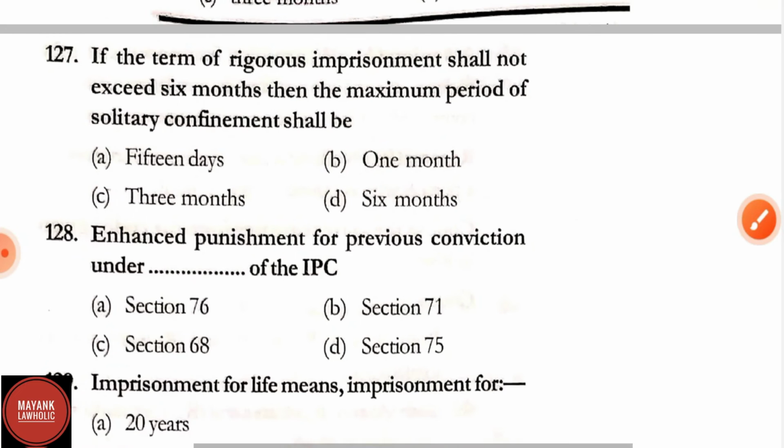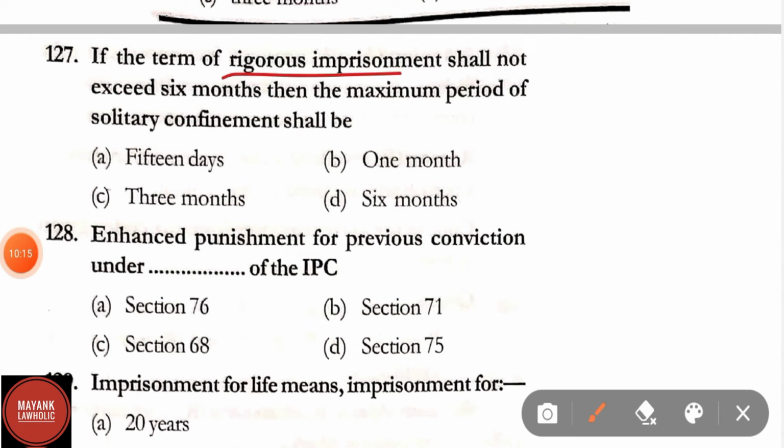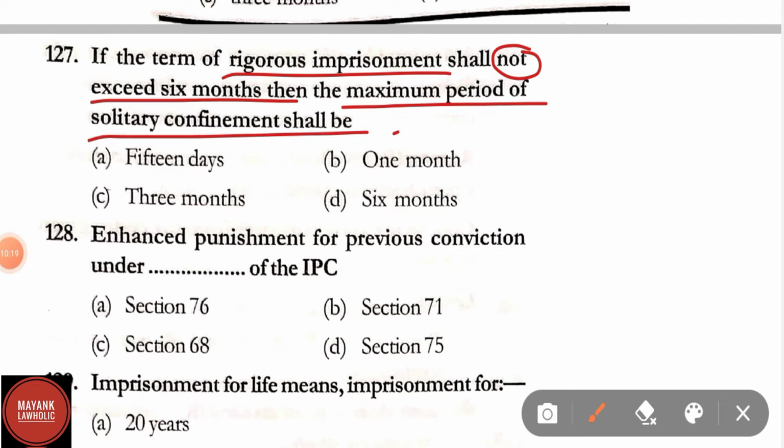Question number 127. If the term of rigorous imprisonment does not exceed 6 months, then the maximum period of solitary confinement shall be: option A, 15 days; B, 1 month; C, 3 months; D, 6 months. Correct answer is option B, that is 1 month.